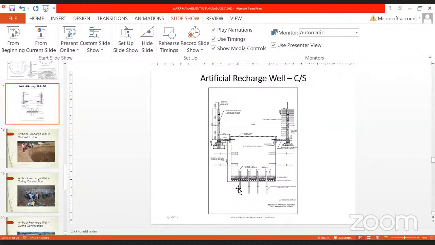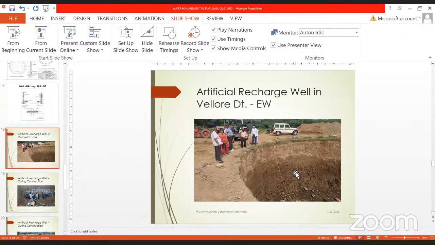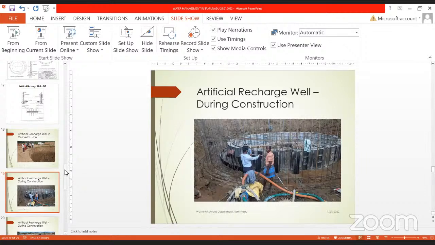So we go for bore wells inside the well, and these are used simply to punch through the aquitard and recharge the aquifer. The length and all varies from place to place. One such structure that we are building in Vellore. This project is not yet completed. Given some photos.